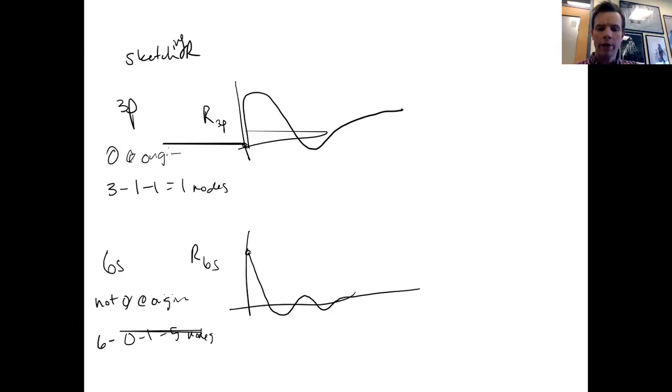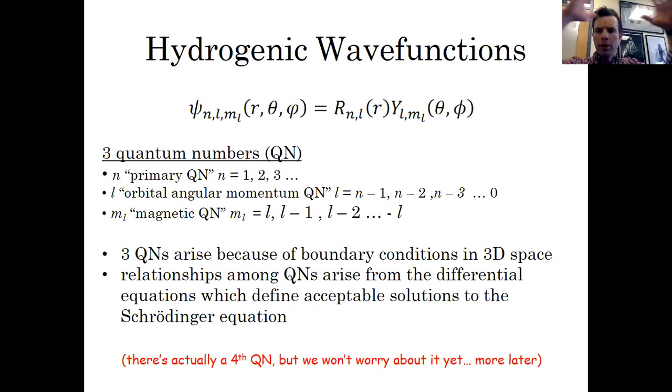All right, one more thing. If I put all of this together, here are my hydrogenic wave functions. Psi is a function of r, theta, and phi. It's given by the product of the radial wave function and the spherical harmonic. We have 3 quantum numbers, n, l, and m. n takes on values 1, 2, 3, ... l is n minus 1, n minus 2, ... to 0. And m is l, l minus 1, l minus 2, ... to minus l.